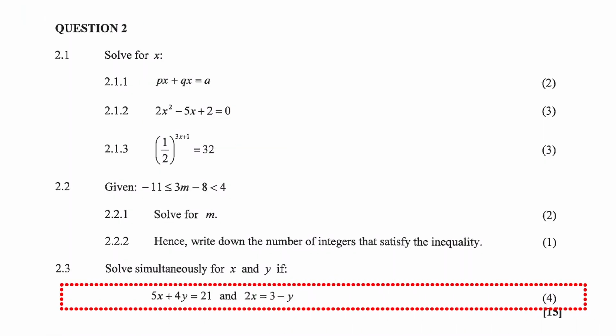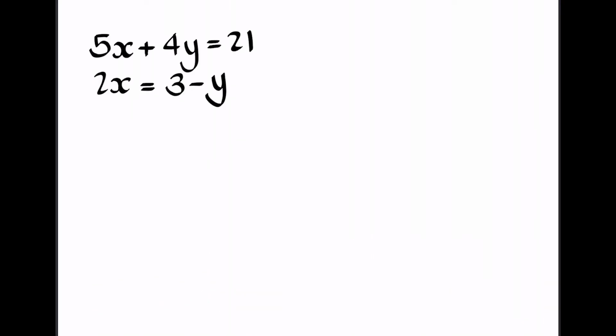All right, now we have this question that says solve simultaneously for x and y. 5x plus 4y equals 21. 2x is equal to 3 minus y. So our first step is we are going to just label our equations. So we have equation number 1. And we have equation number 2.